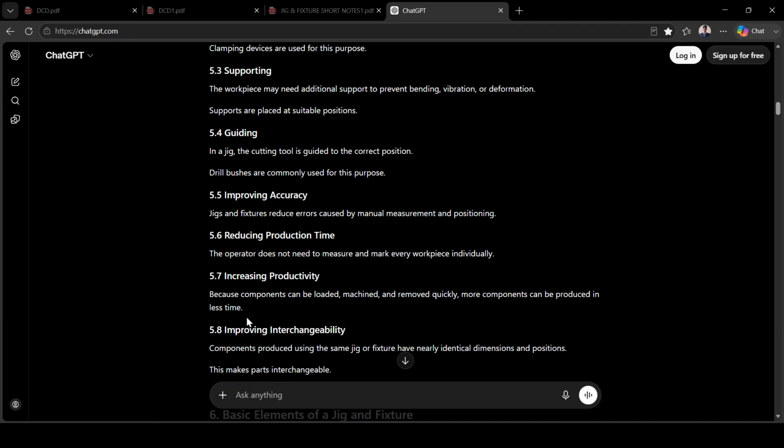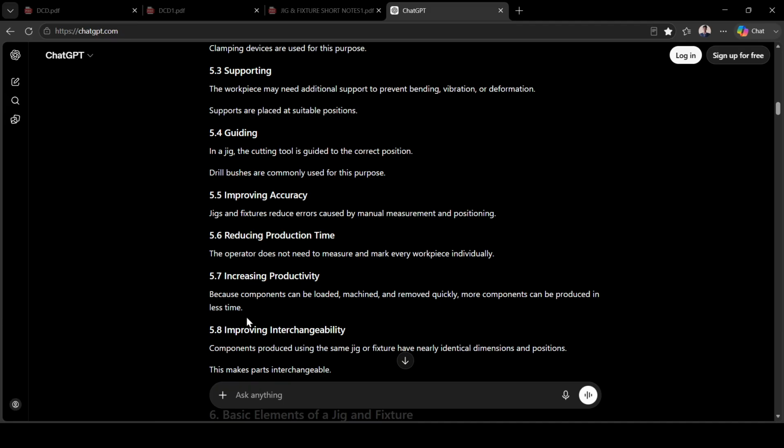Supporting. The workpiece may need additional support to prevent bending, vibration, or deformation. Supports are placed at stable positions. Guiding. In a jig, the cutting tool is guided to the correct position. Drill bushes are commonly used for this purpose.